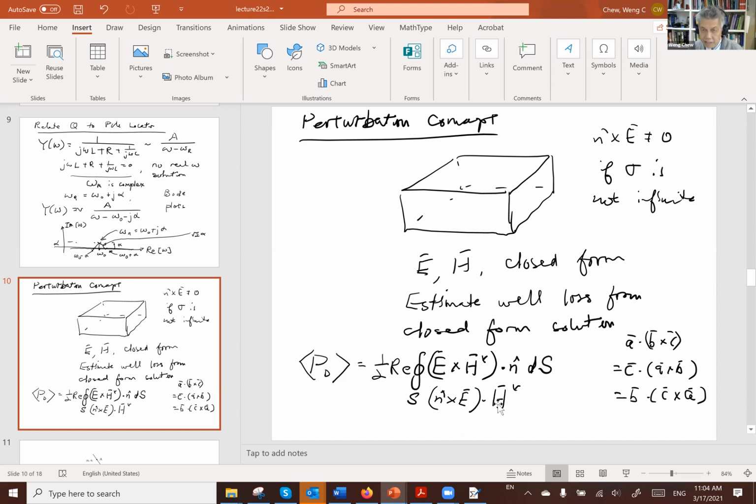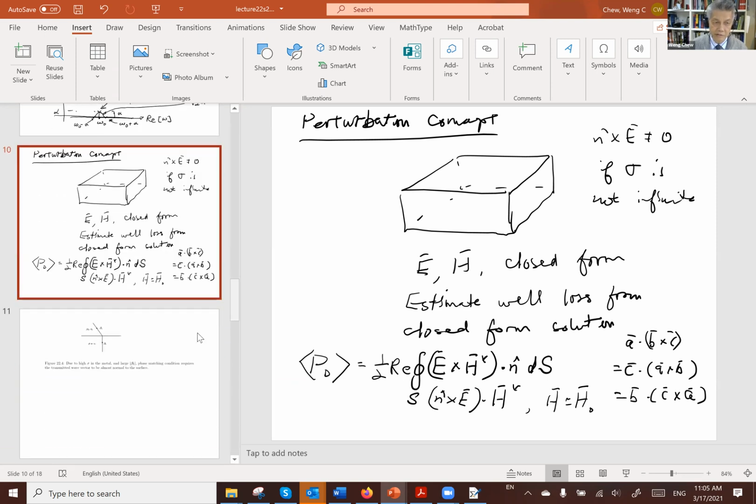But what about H? I'm going to use the perturbation concept that the H is very similar to that of the original cavity. Let's assume that H is very close to the H of the original cavity. But E is not. E goes from 0 to something that's non-zero. H is very similar to the H of a cavity with perfect electric conducting wall. Okay, so how do I estimate E? And I'm going to use a concept that we have learned before.